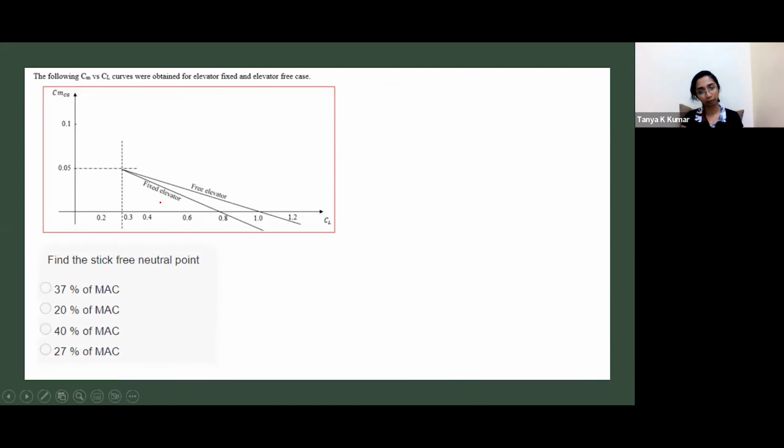Next question is stick free neutral point. In this question, it's the same formula, but we'll be using the slope of this stick free condition, that is the lower slope. Okay, dCM upon dCL, same equation. So this value would be X bar NP prime and this would be X NP prime. Prime would be there for stick free case.